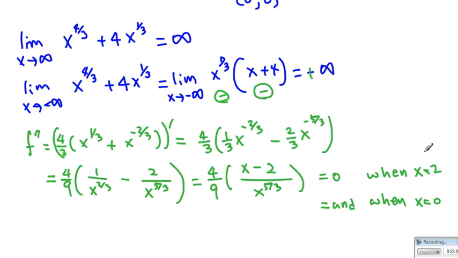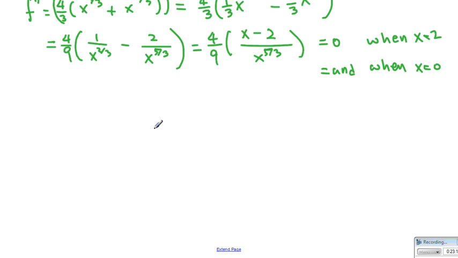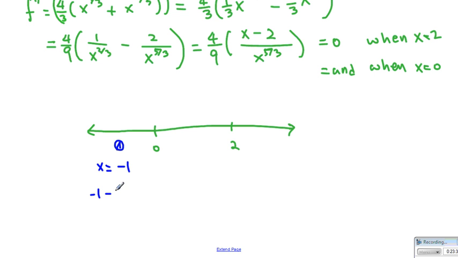All right, so let us look into these two cases. Once again, we're going to draw the number line, and 0 is one value, and 2 is another value. Let us test each section. For the first section, we can consider x equals -1. When x equals -1, we get -1 minus 2 all over -1 to the 5/3. The numerator is less than 0, and the denominator is also less than 0, but negative over negative becomes positive. So this is greater than 0. So this is positive.